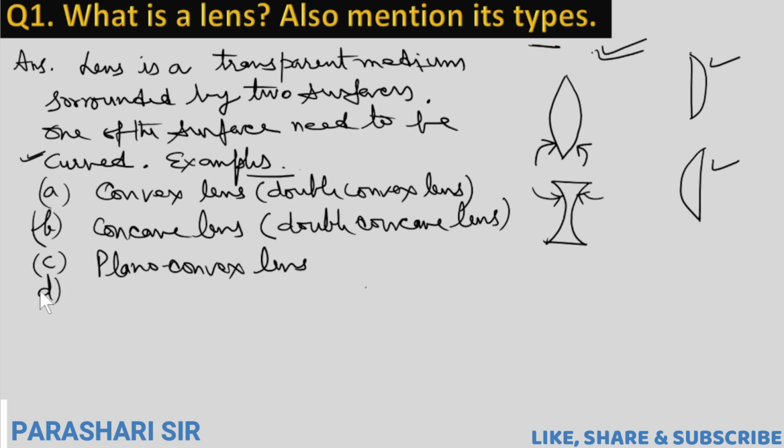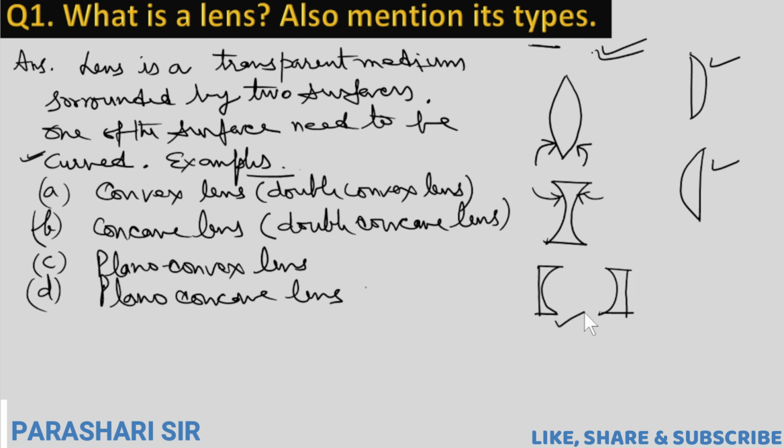D. Plano concave lens, and this is how it is drawn. Just draw the plane surface and the concave surface, and it could be done other way around as well. This is the concave surface and the other face happens to be the plane. Is that right? So you can draw plano concave either like this or like this figure.